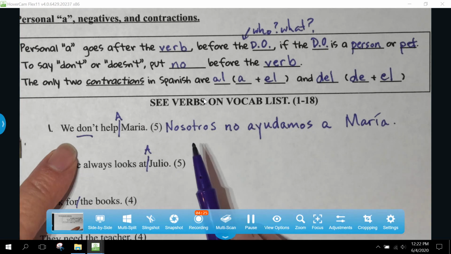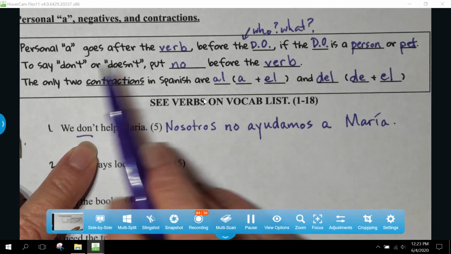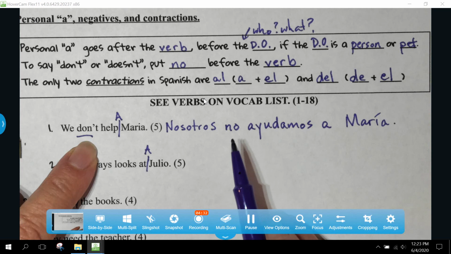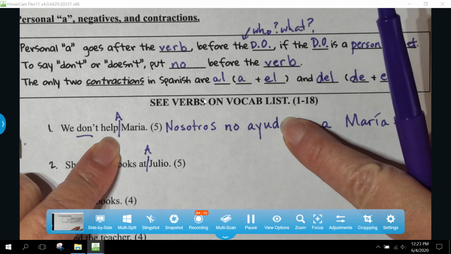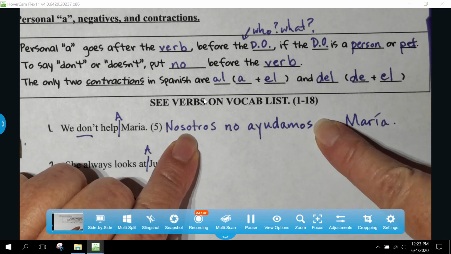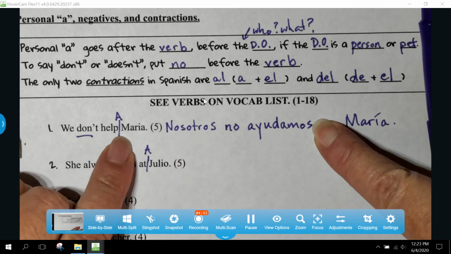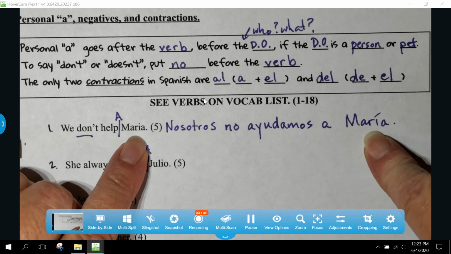We have nosotros for we. Don't becomes no, remembering don't becomes no before the verb. So no. To help is ayudar. We take off the AR. Then we add the ending to match the we, nosotros, and we have ayudamos. Next thing we need is a personal a, and then Maria.